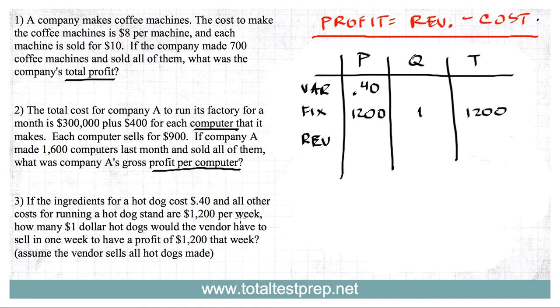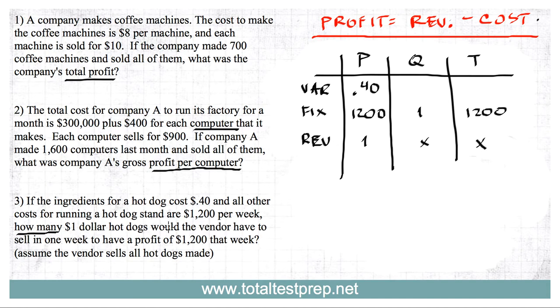So how many $1 hot dogs? Well, the revenue is $1 per hot dog. How many tells us that we don't know how many hot dogs we need to sell, so we'll put a variable for that. That means our total revenue is 1 times x, or x.